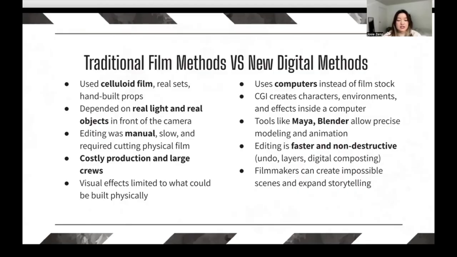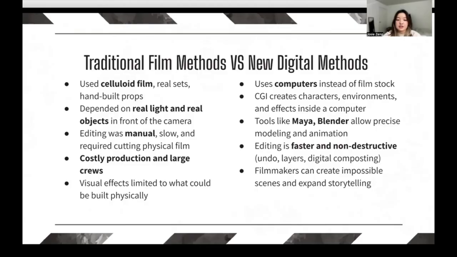Editing was manual and slow because it required cutting and rearranging physical film strips. This made the process costly and required large crews. The visual effects were also limited, since filmmakers could only build scenes that were possible in real life.